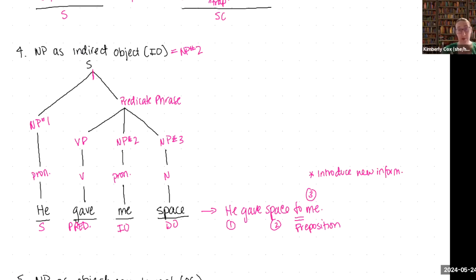And just as an example, you wouldn't say "he gave me," period. You'd be like, what did he give you? If you said "he gave space," that is maybe a little awkward, but it's technically okay, right? And so you can have that subject verb direct object construction. You cannot have subject verb indirect object.